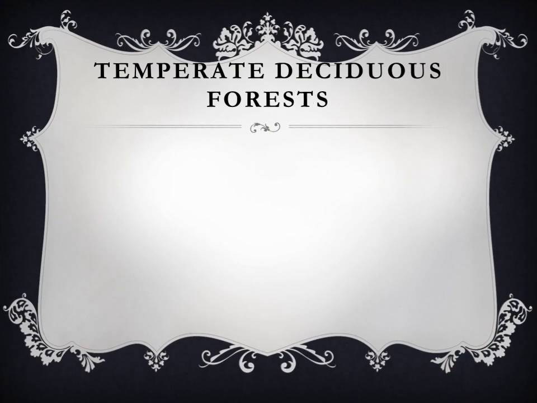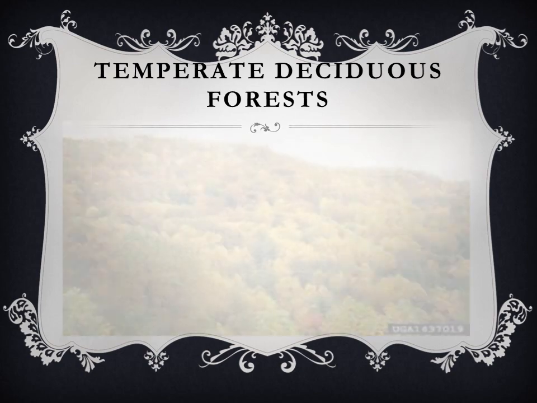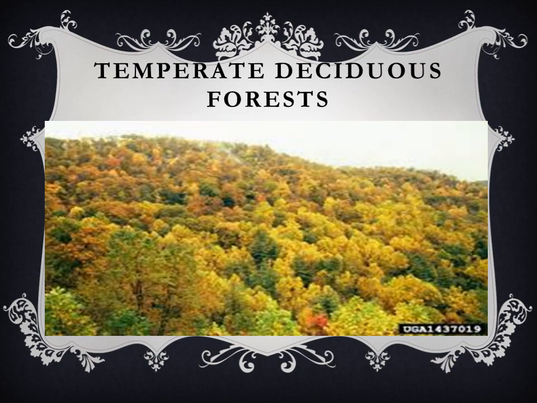Temperate deciduous forest. Temperate deciduous forests are found in the cool climate regions of the northwest USA and northeastern China, Western Europe, New Zealand, southern Chile. So in all these areas the temperate deciduous forests are found.